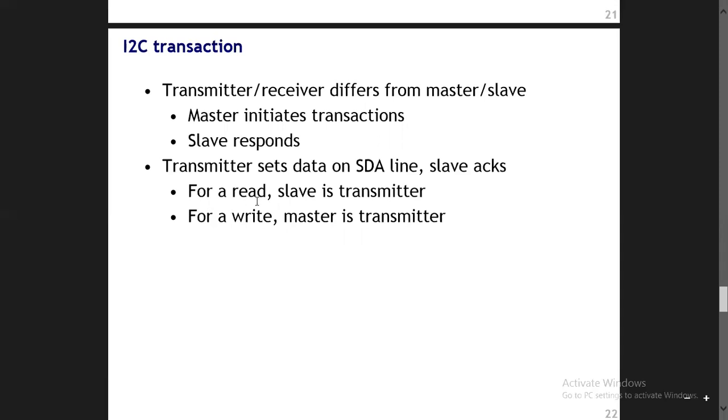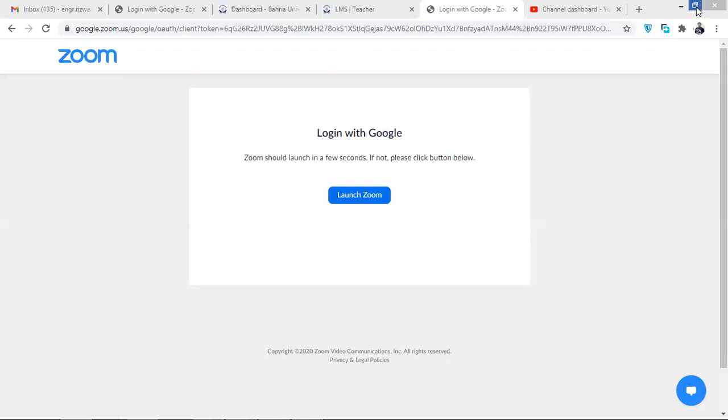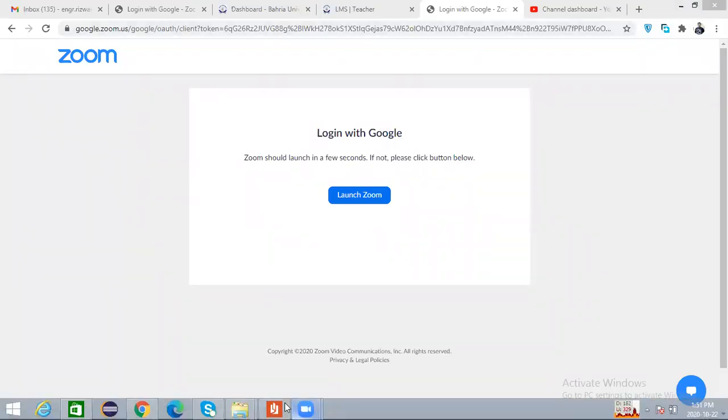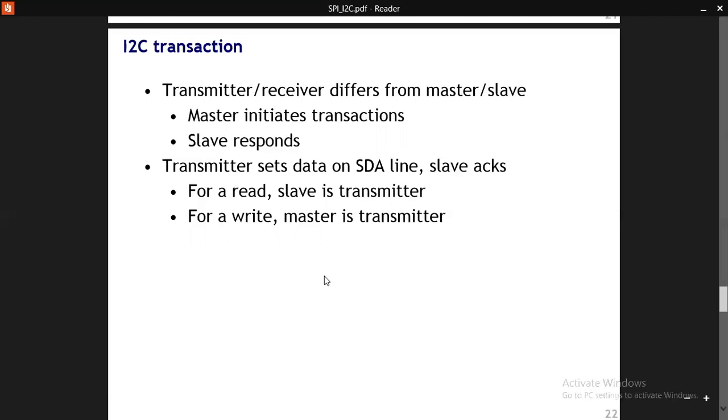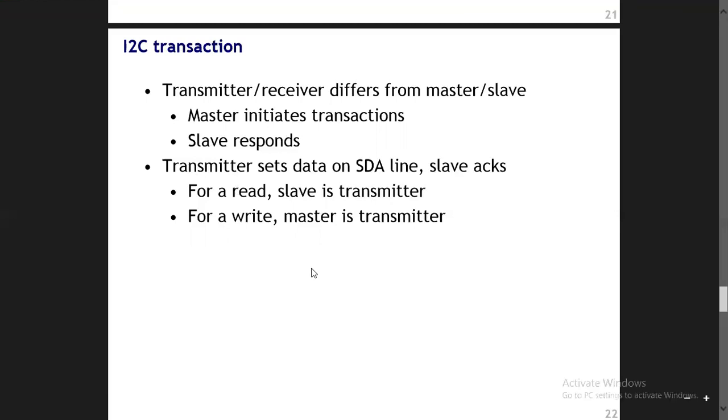So for a read, slave is transmitter. Read and write basically are always from the perspective of the master. So when we say read, means master will be reading, and when we say write, means master will be writing. So for a read, slave is transmitter, and for a write, master is transmitter. This is something which you have to keep in your mind and never get confused about it, because you might get confused sometimes because of the terminologies of master, slave, and transmitter, receiver.